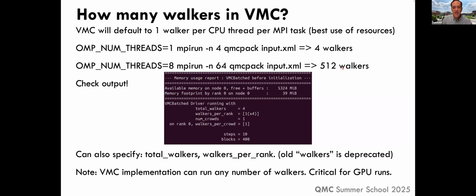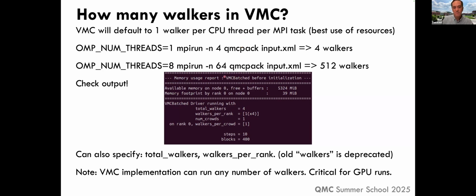Well, if we've done the maths right here, we'd have 512 walkers. And what I'd recommend is actually you always check the output. So in the output, after all the descriptions of the system that's being run, when you reach, in this case, the variational Monte Carlo, we attempt to write out just enough in the log file so you can confirm what's being done. So in this case, total walkers is 4. We'll come to walkers per rank in a moment, and you see at the bottom we're then going to do 10 steps and 400 blocks. So this 4 corresponds to the top line, for example.